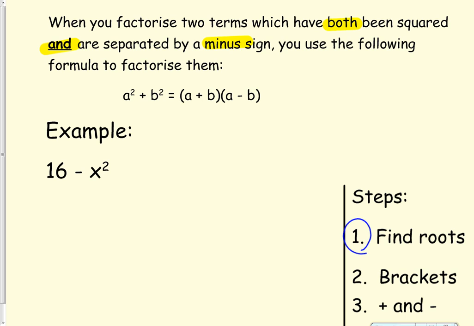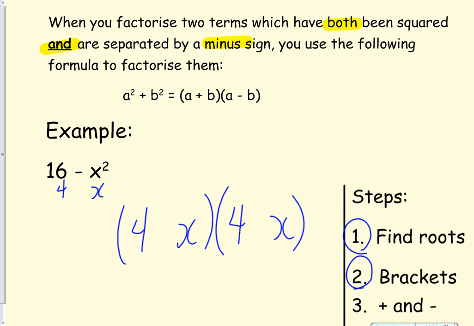The root of 16 is 4, and the root of x squared is x. The next thing we're going to do is put those roots into two different brackets, in the same order that they're written in the original expression. Then the third step is we put a plus in one bracket and a minus in the other. It doesn't matter which order you put them in because the brackets are being multiplied.